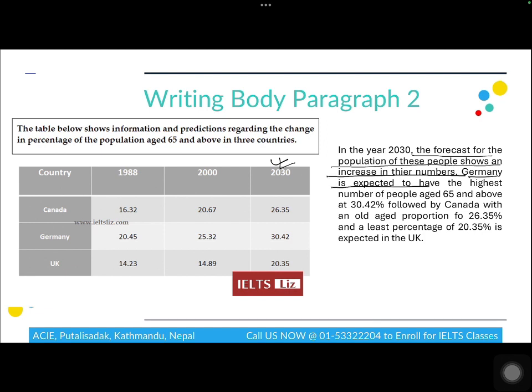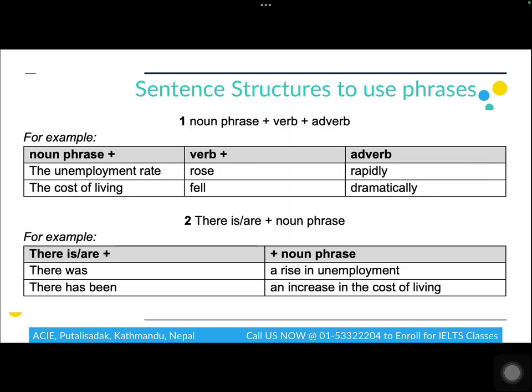Germany is expected to have the highest number of people aged 65 and above at 30.42%, followed by Canada with an old age proportion of 26.35%, and the least percentage of 20.35% is expected in the UK, right? So now this is how you can group information and provide your data points in your body paragraph. Now that was all about the table graph question.